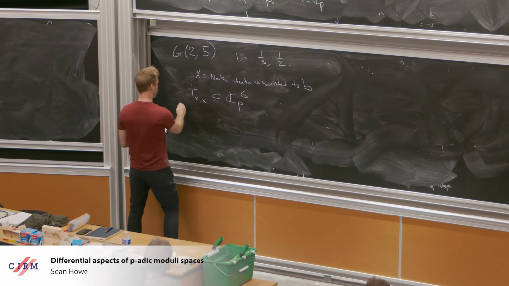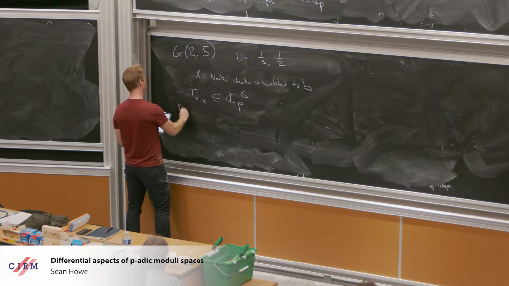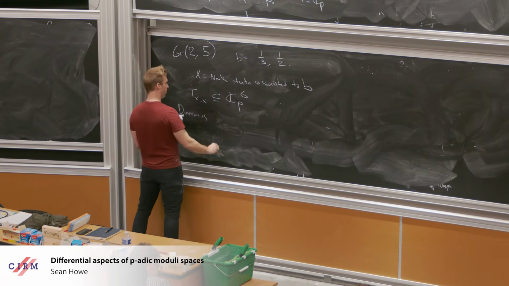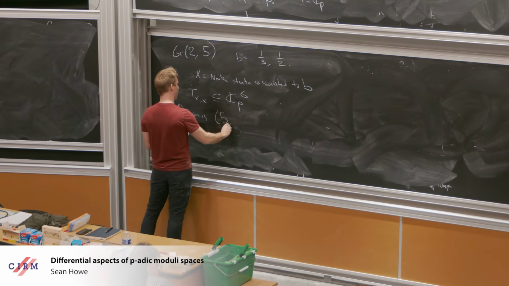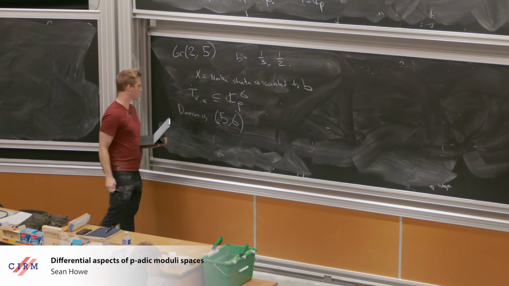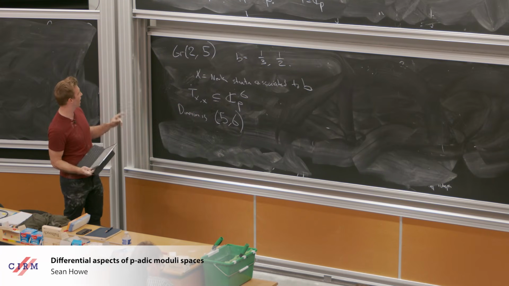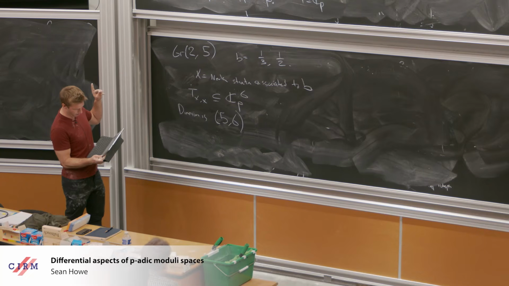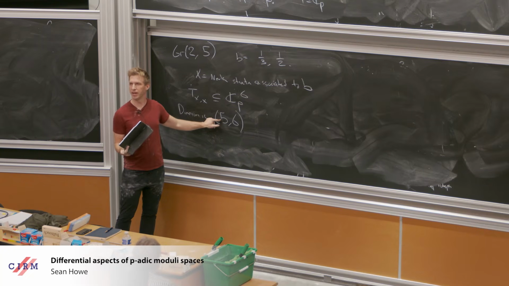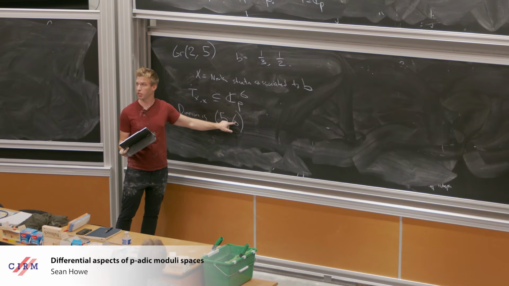I can tell you what its dimension is. The dimension is 5, 6. So what does that mean? That means it has 5 CP dimensions and 6 QP dimensions.